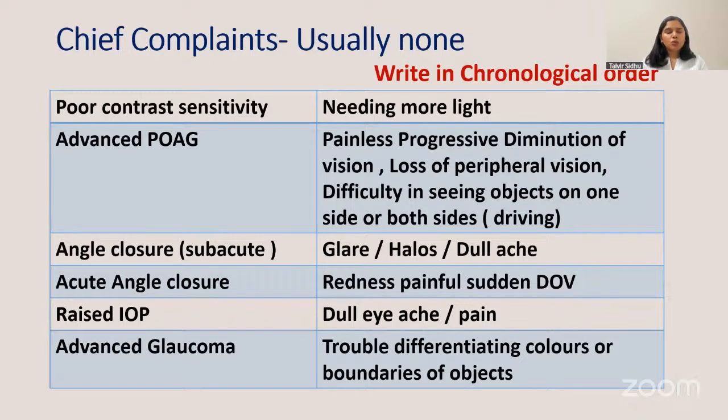Raised IOP due to any cause, if it is a sudden raise in IOP, there can be dull ache in the eye or there can be severe pain also. In very advanced glaucomas, the patients can have trouble differentiating colors or boundaries of objects when there is very small tunnel vision that is present.